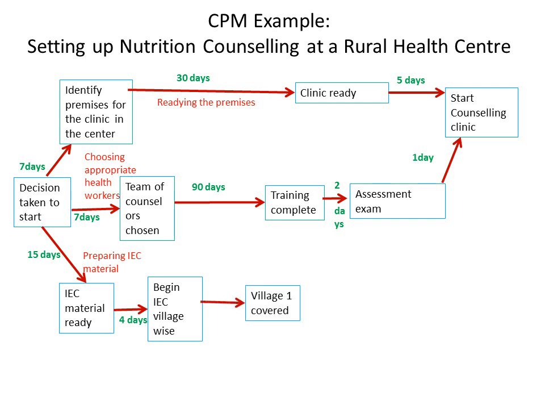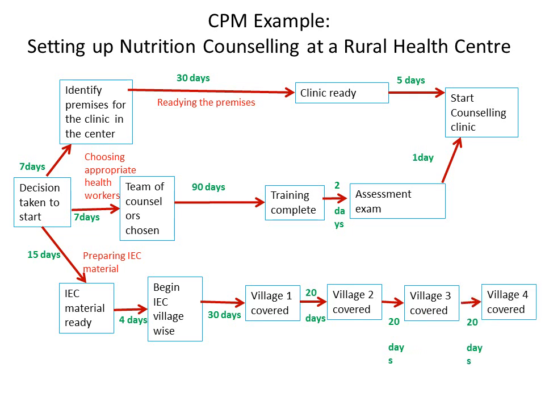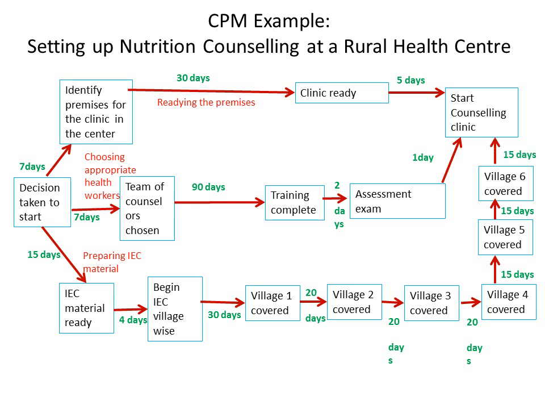It is estimated that within 30 days the first village will be covered, and then with the experience, the next village will take 20 days, then 20 days for village 3, 4, and then 15 days for village 5, maybe it is small, and the next 15 days for the last village 6. So within these days the whole area would know about the starting of a counseling clinic, and then within 15 days of finishing with the IEC, the counseling can begin.